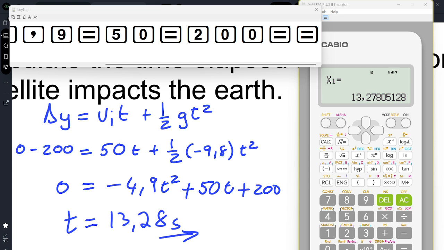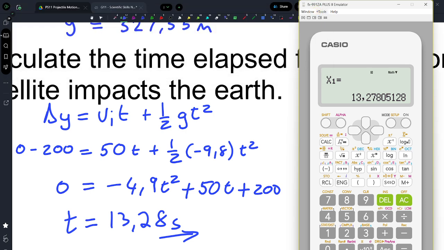Okay, so that is how to use the gradient tool, the shift solve tool, and then quadratic tool. Cool.